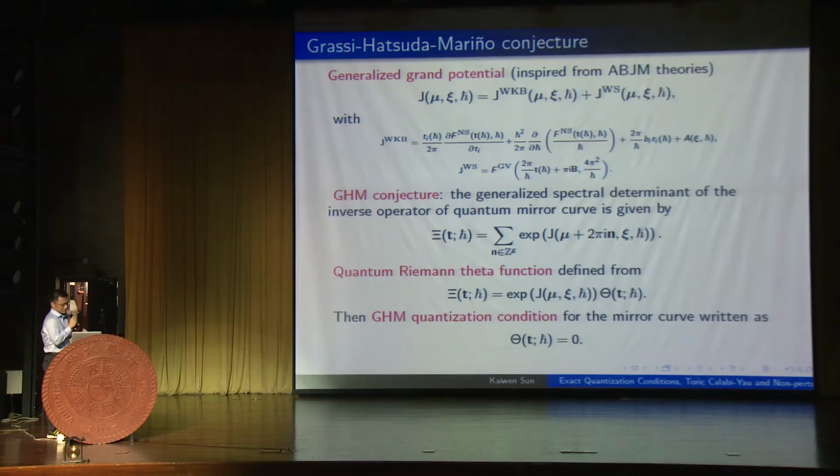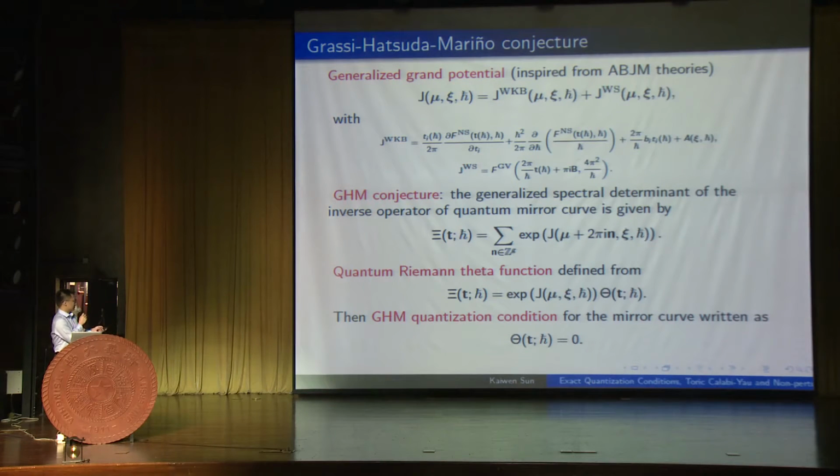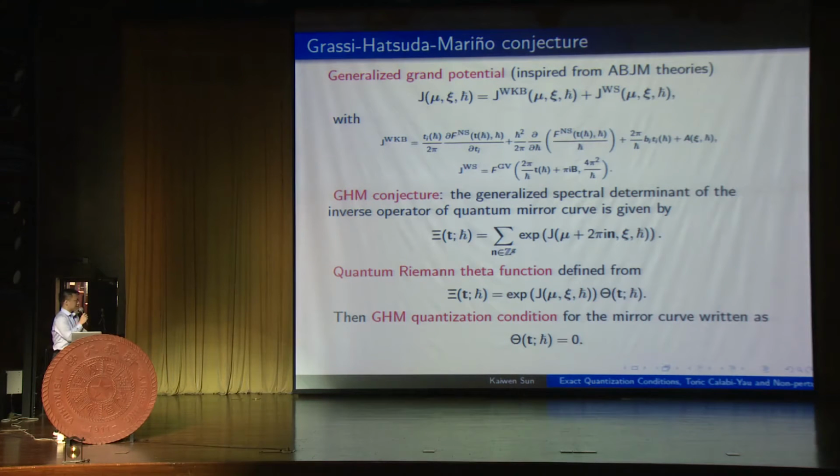The GHM conjecture says the generalized spectral determinant of the inverse operator of the quantum mirror curve is given by the generalized grand potential in such a way. With this grand potential, we can also define the quantum Riemann theta function in this way, and then the GHM quantization condition for the mirror curve can be written as the theta function equals 0, which means the spectra are encoded in the quantum divisor of the quantum Riemann theta function.